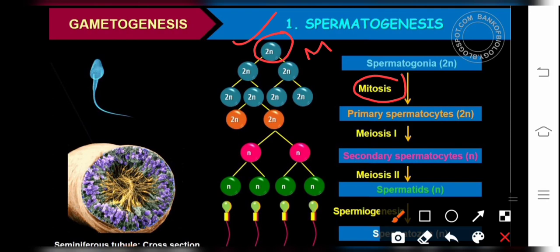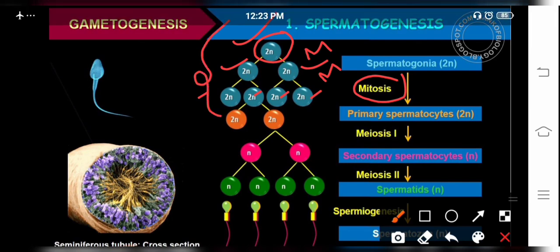So it will form 2 spermatogonia, right? 1, 2. Two spermatogonia are formed. Again mitosis happens. How many spermatogonia will be formed? 4 spermatogonia will be formed, and these 4 are diploid in nature. Why? Because mitosis is equational division, right? So this we call the multiplication phase. Here the spermatogonia multiply into many cells.